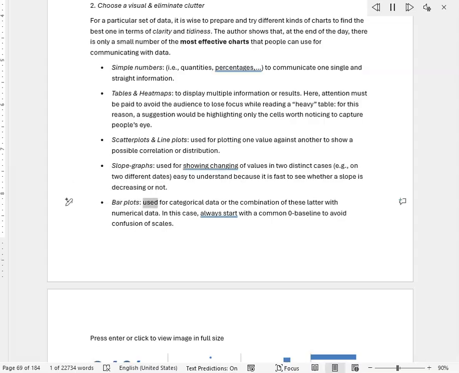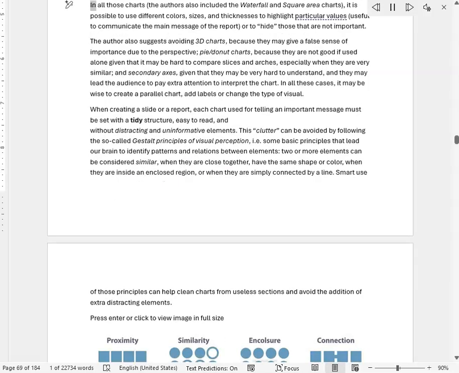Bar plots, used for categorical data or the combination of these latter with numerical data. In this case, always start with a common zero baseline to avoid confusion of scales. In all those charts, the authors also included the waterfall and square area charts.